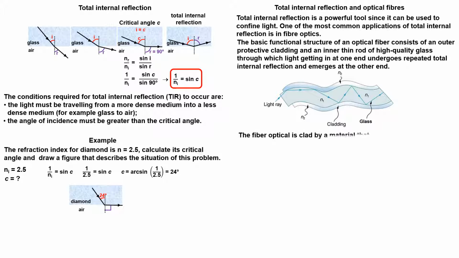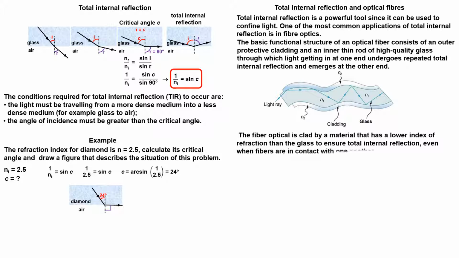The optical fiber is clad by a material that has a lower index of refraction than the glass to ensure total internal reflection, even when fibers are in contact with one another. The figure above shows a single fiber with its cladding.